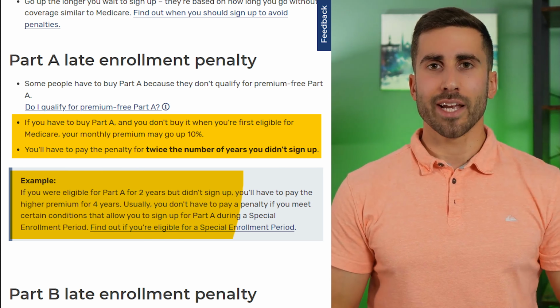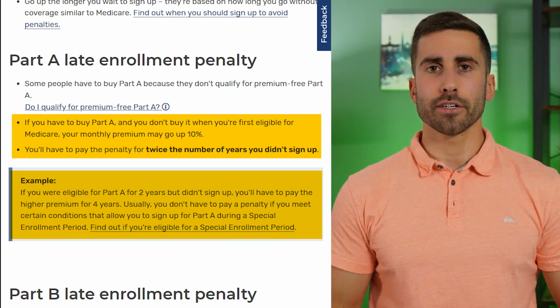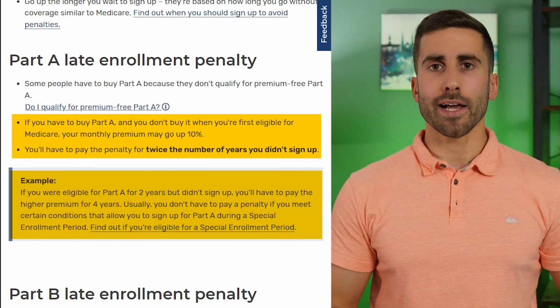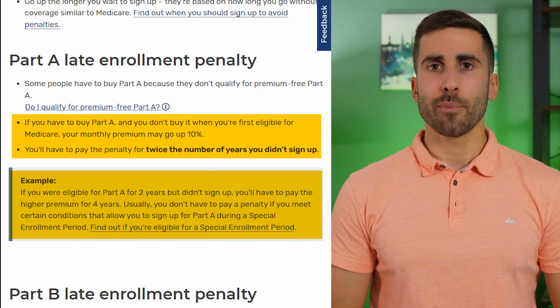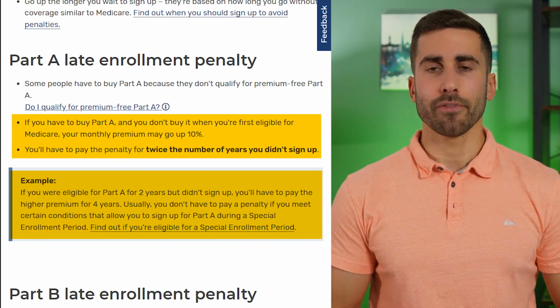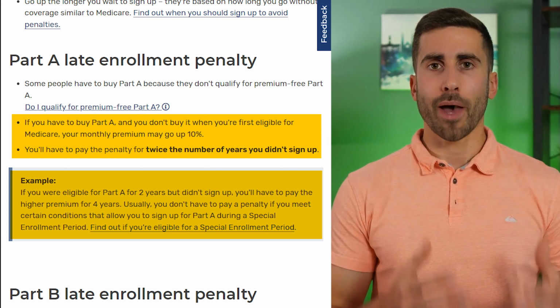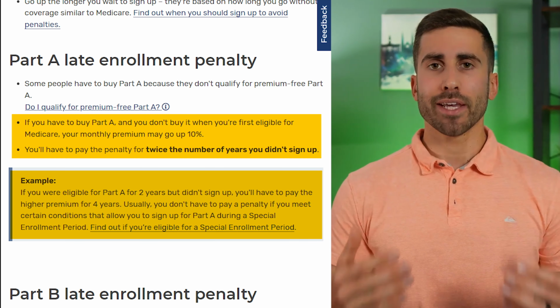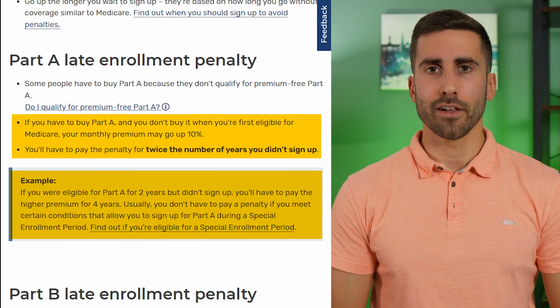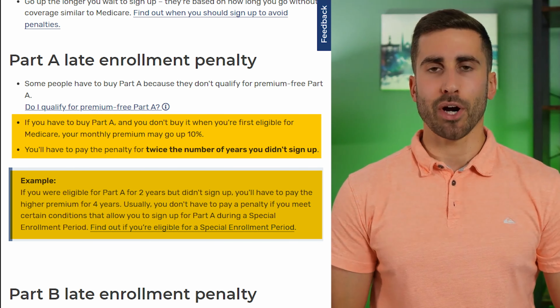up. So for example, if you were eligible for 2 years for premium Part A, but you did not enroll when you should have, you would have to pay the penalty and the higher monthly premium for Part A for 4 years. The penalty can add up quickly in this case, making it crucial to enroll when you are first eligible if you don't have other coverage to properly delay premium Part A of Medicare.